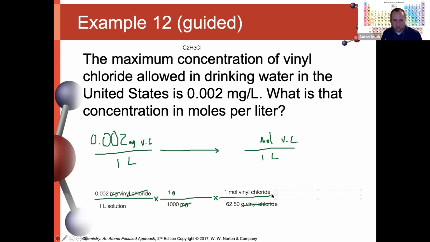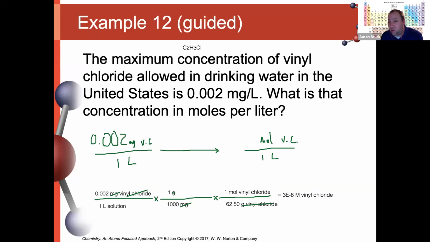And so if we do the calculation, 0.002 divided by 1,000 divided by 62.50, to 1 significant figure, because that's the only thing that we are given here, we would get 3 times 10 to the negative 8th molar vinyl chloride solution. And so we can see the value here, milligrams per liter. Again, that's another way of saying parts per million. And so the concentration there is 0.002 parts per million, which would be 2 parts per billion.